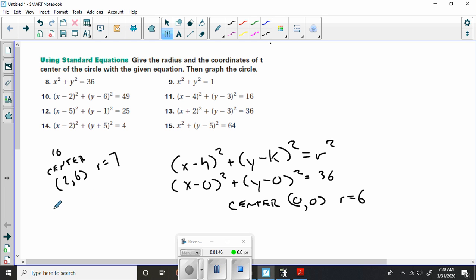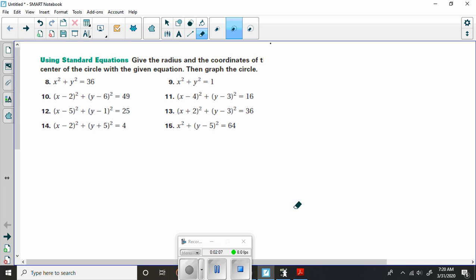Yes? Good. For number 12, sorry, I'm writing kind of sideways here. For number 12, your center would be 5, 1, right? Just flip the signs of those numbers and take the square root of the last one. Good? So I think most of you guys had a pretty easy time with that, once we got the ball rolling.